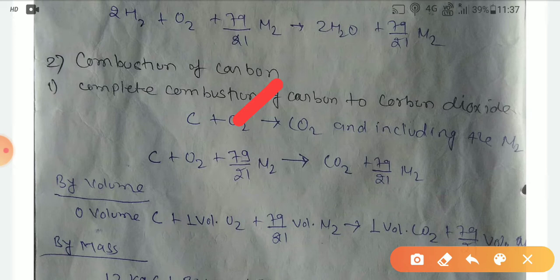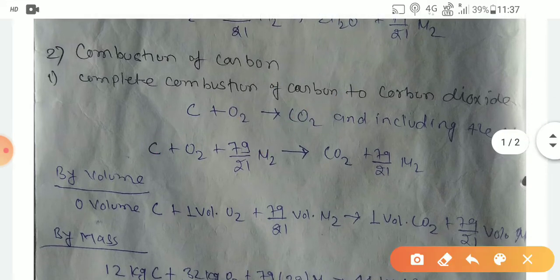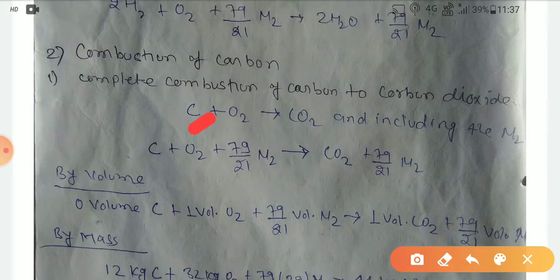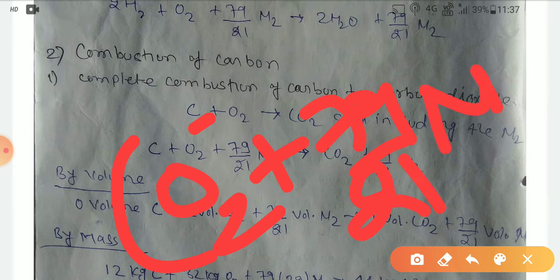Here I write it including N2, nitrogen. So 1 mole of carbon, 1 mole of oxygen plus 79 by 21 mole of nitrogen, because in air the ratio of N2 to O2 is 79 by 21 on the basis of 1 mole.